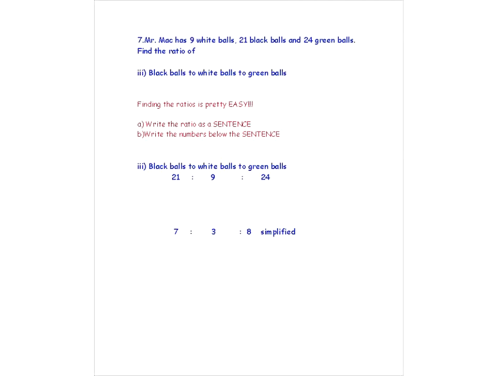Good stuff. Last question says, find the ratio of black to white to green. So again, under black, we just write the number of black, under white the number of white, under green the number of green. If you had to simplify it, you would get 7 to 3 to 8.